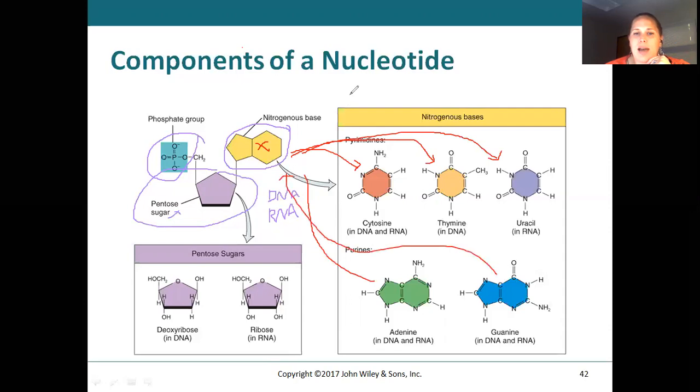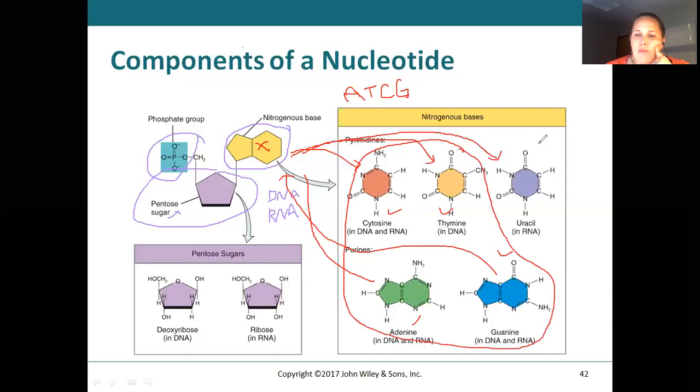So when you look at a stretch of DNA or the code of DNA, you'll see it represented by these letters, A, T, C, or G, right? These letters each represent one of these nitrogenous bases. So it's adenine, thymine, cytosine, and guanine in DNA. So these are your DNA molecules.